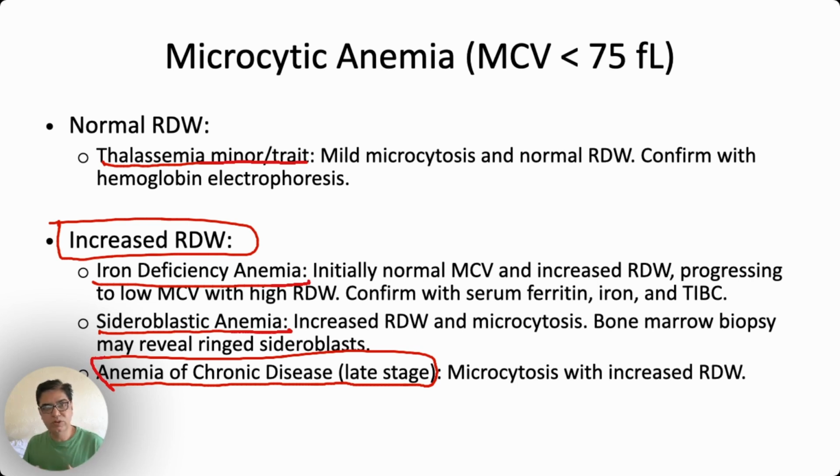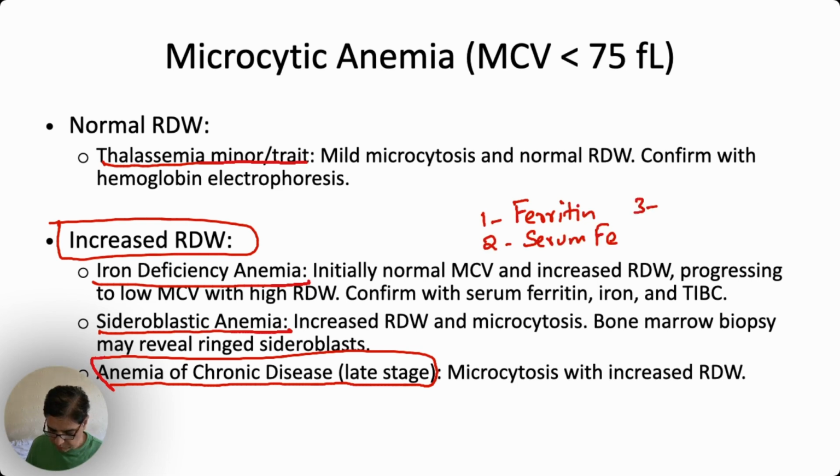So how do we further go with this? We've got microcytic anemia where the red cell distribution width is increased. This definitely requires iron studies. So what are iron studies? Your iron studies are three things. Number 1, serum ferritin. Number 2, serum iron.